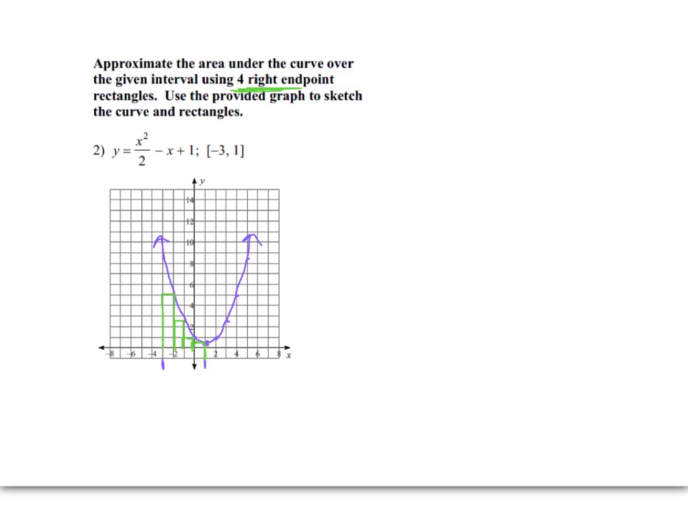And so they're right rectangles because they're going up on the right side and touching our graph. These are all 1 wide. We started with 1/2, 1, 2.5, and 5. If I add those together and times by 1, I get 9.